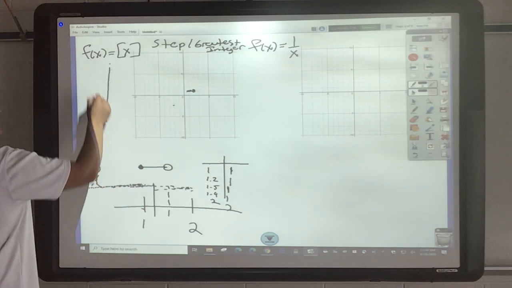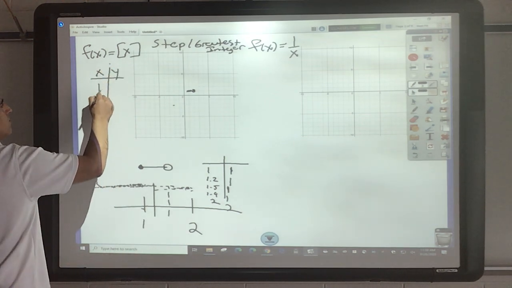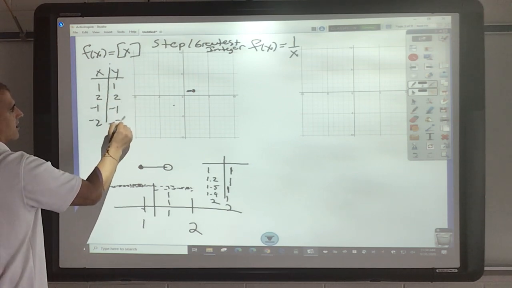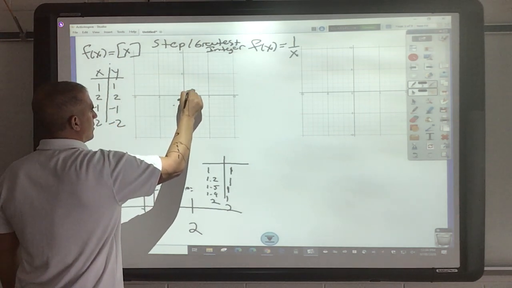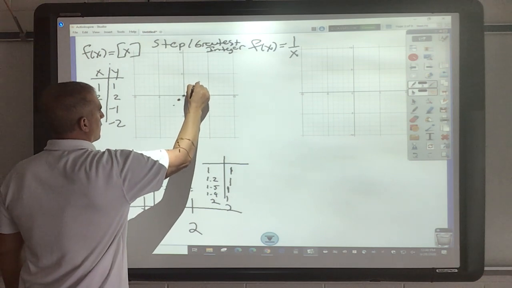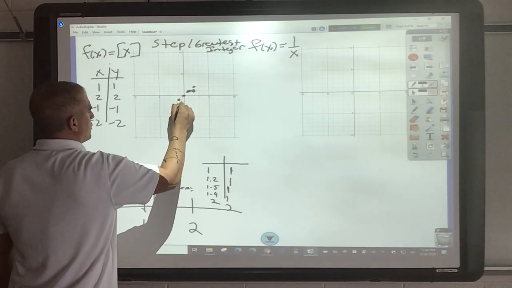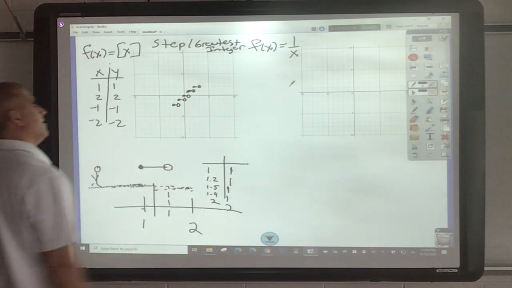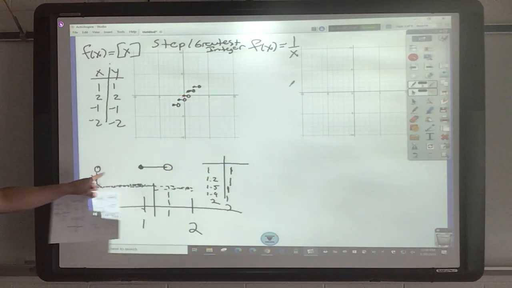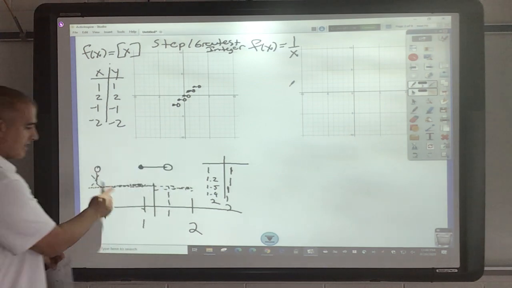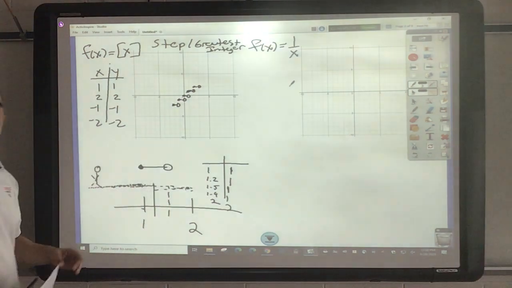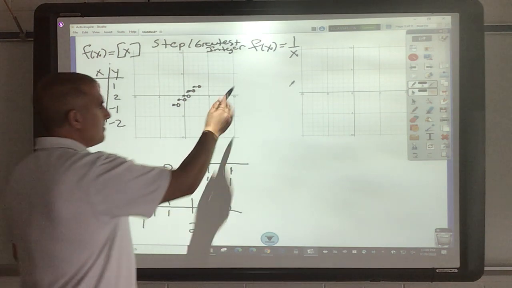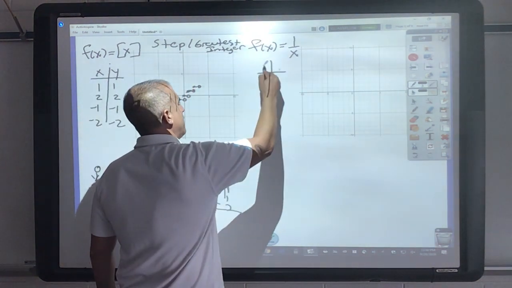So to make the greatest integer function, we're still using these values: 1, 2, negative 1, negative 2. I just draw little steps, and that's how you make the greatest integer function. But the concept is that as you're walking through there, the greatest integer you pass is that one.